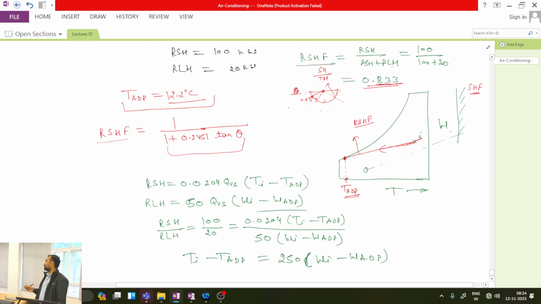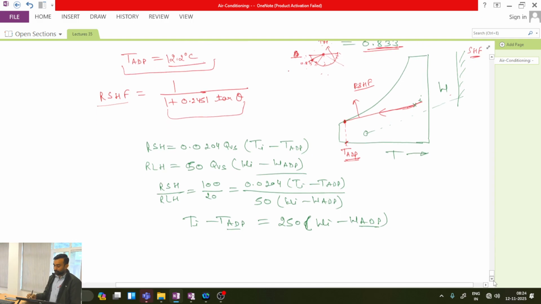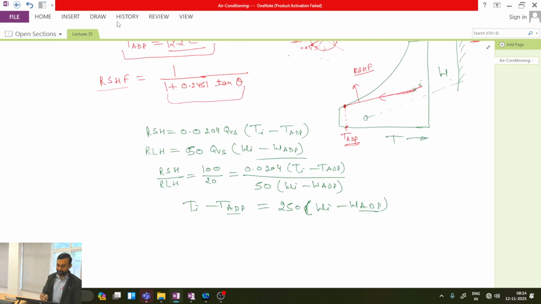How many unknowns? Two unknowns. TADP and WADP are unknowns. Okay, now what do I need to do then? I need to do iteration, because both the unknowns are interdependent. So let me initially assume that TADP is equal to 12 degrees Celsius.